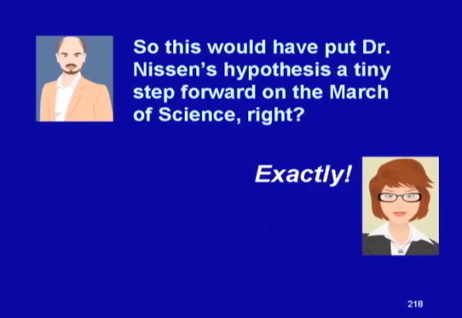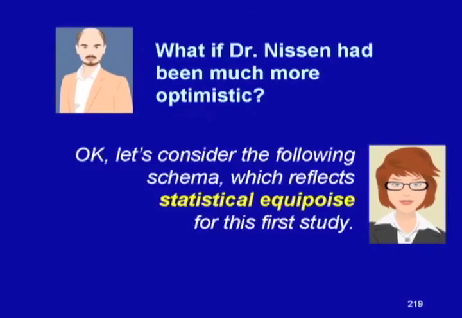So this would have put Dr. Nissen's hypothesis a tiny step forward on the march of science, right? And Maxine says, exactly. A little tiny step forward from 0.01 to 0.015. What if Dr. Nissen had been much more optimistic? Let's consider the following schema, which reflects what I call statistical equipoise.